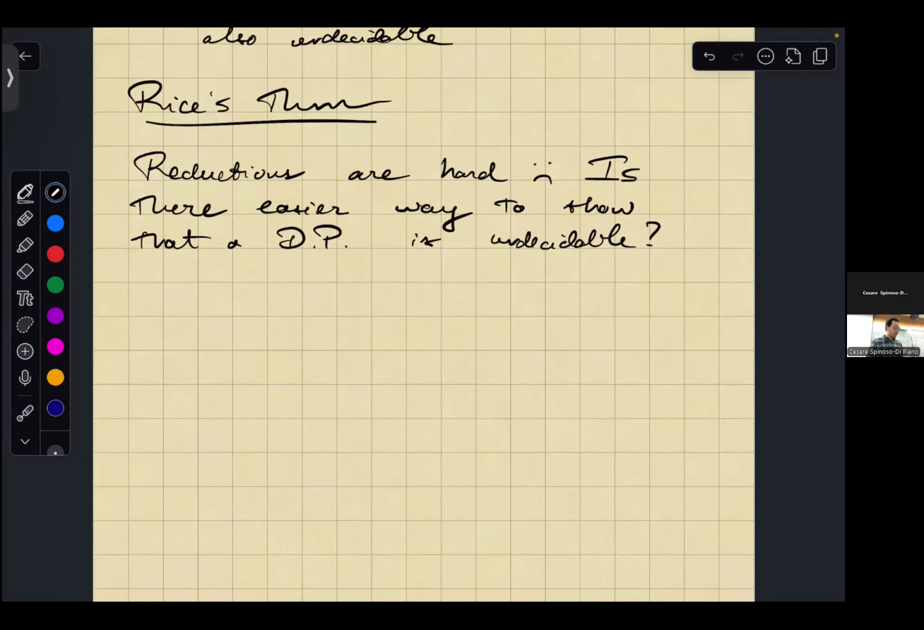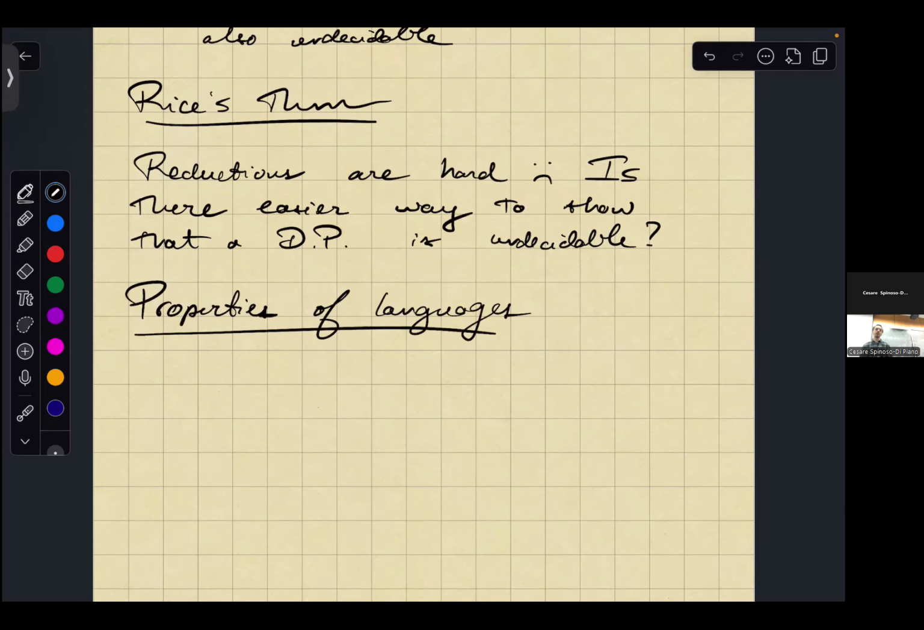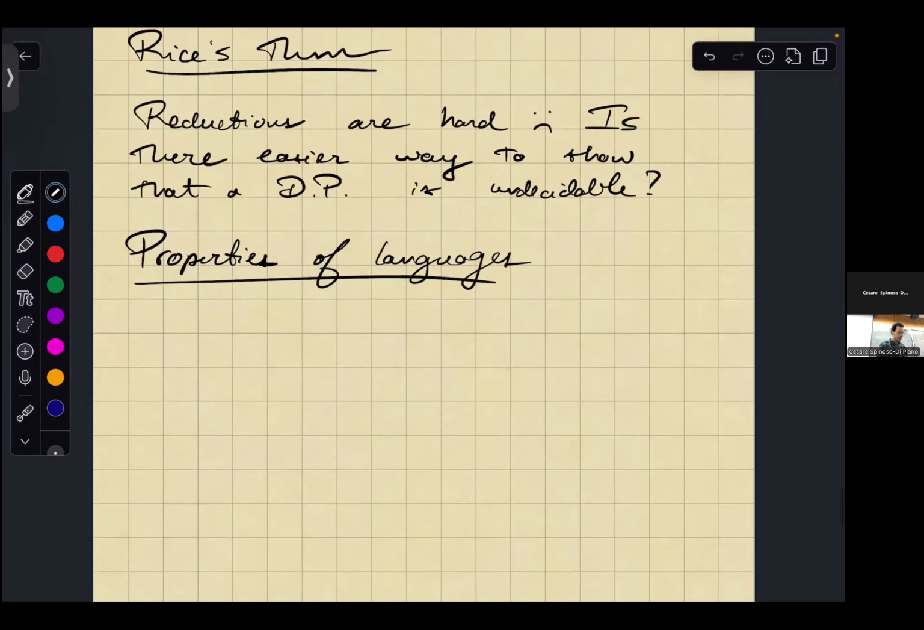To be able to talk about Rice's theorem, I need to define the notion of a property or properties of languages. Because the key idea of Rice's theorem is that a decision problem which talks about a property of a language is always undecidable, right? So if you can show that a decision problem is actually talking about a property of a language, then by Rice's theorem, you can immediately say it's undecidable and skip the reductions, which is kind of nice. So what do we mean by a property of a language?